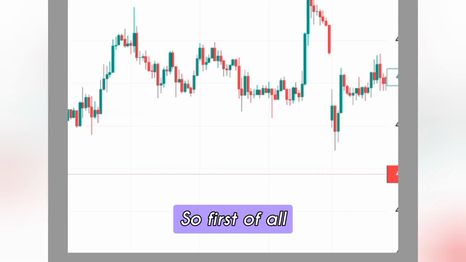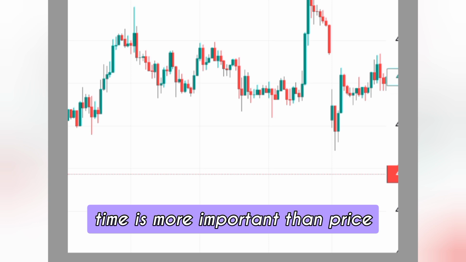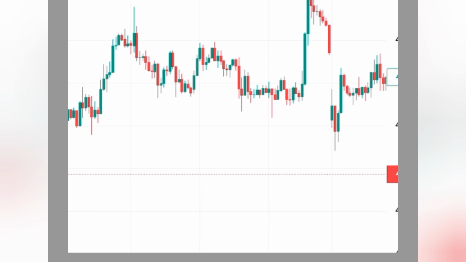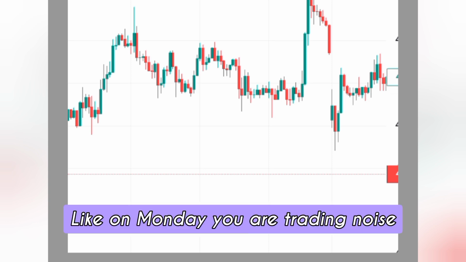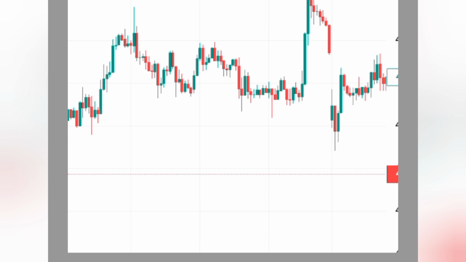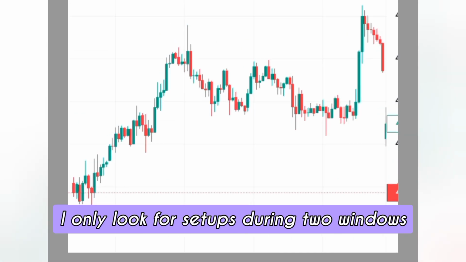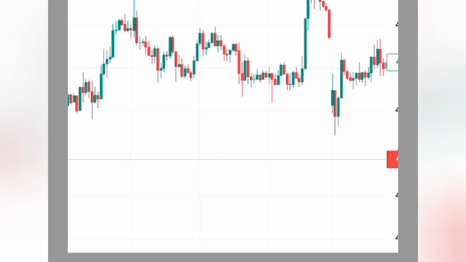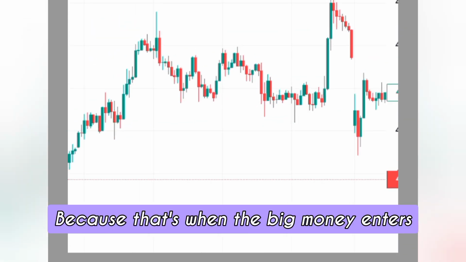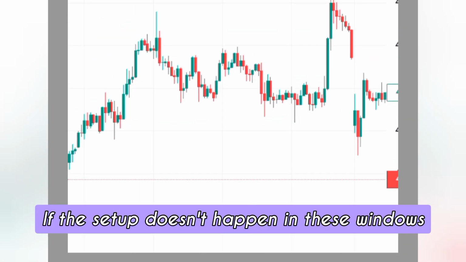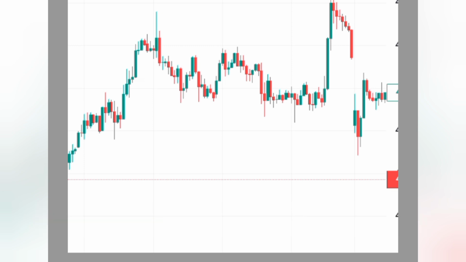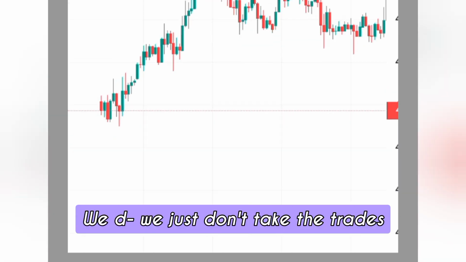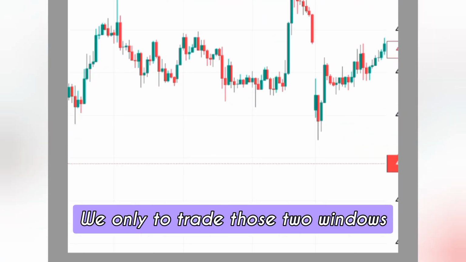Okay. So first of all, time is more important than price. If you are trading gold in the Tokyo session, like on Monday, you are trading noise. I only look for setups during two windows, the London Open and the London New York overlap. Why? Because that's when the big money enters. If the setup doesn't happen in these windows, we don't trade. We just don't take the trades. We only trade those two windows.